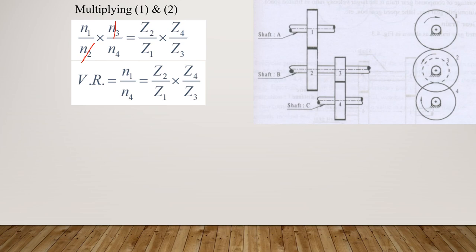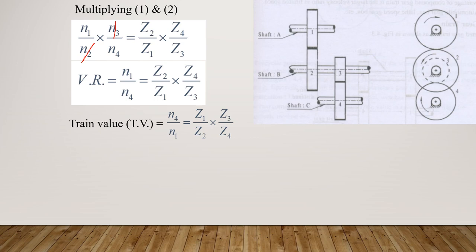Whereas see the denominator, 1 and 3. 1 and 3 are the driver gears in the two combinations. 1 was a driver in the first combination, 3 was a driver in the second combination. So you can see here in the numerator you will have only the driven number of teeth. In the denominator you will have the driver number of teeth. So you can write this as the product of number of teeth in the driven gears to the product of number of teeth in the driver gears.